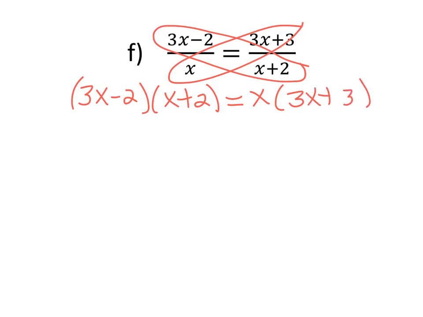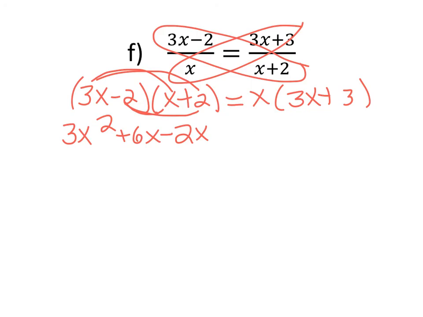Lots of distributing and most likely combining like terms. 3x times x is 3x squared. 3x times 2 is 6x. Negative 2 times x is negative 2x. And negative 2 times 2 is negative 4. That takes care of the left. On the right, distribute: 3x squared plus 3x.